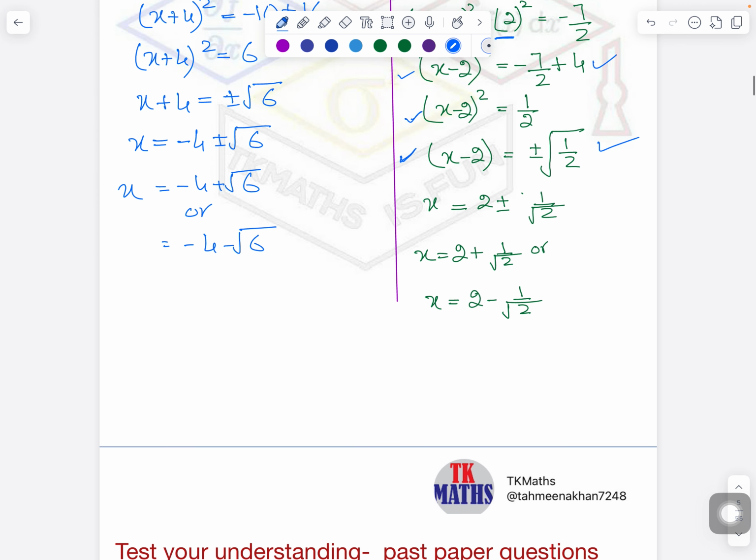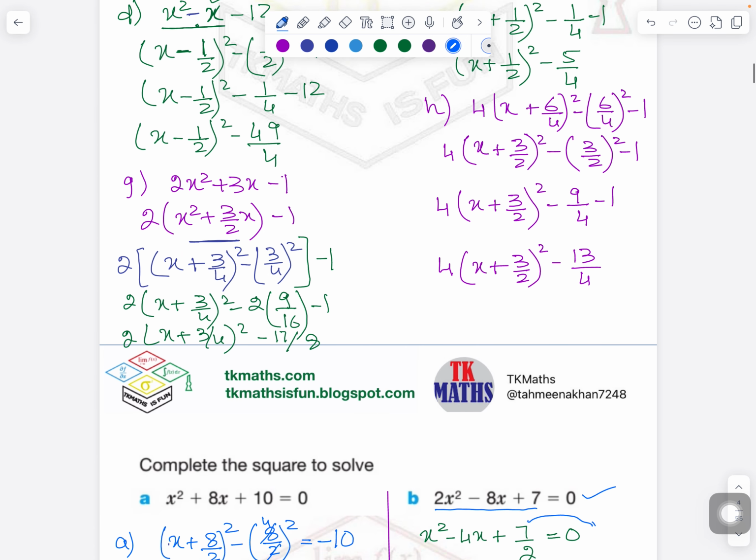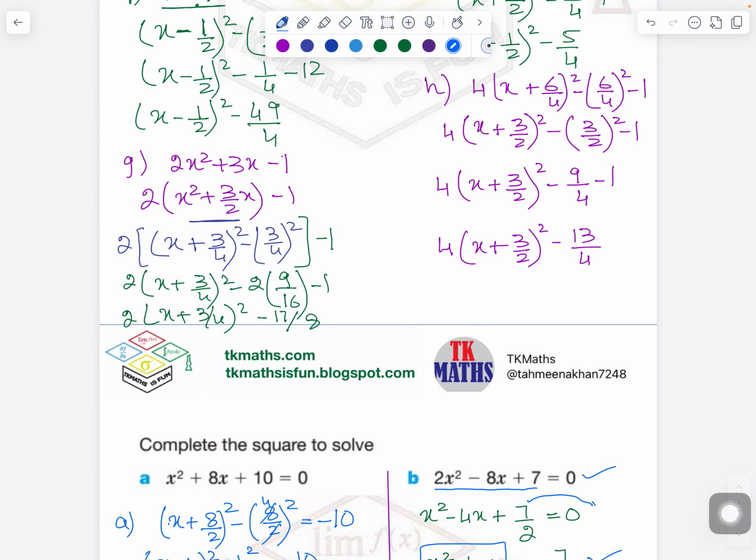Achha, one thing I would like to tell you here, a very important thing, which is often asked in past paper questions. Whenever you get this form, which in general is a(x minus b) whole square plus c, this is the completing square form. There is an important interpretation for each of these numbers. The number which comes here is actually the minimum or maximum value of the quadratic curve.